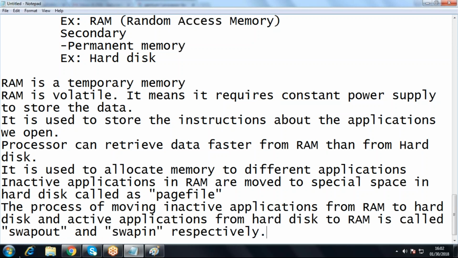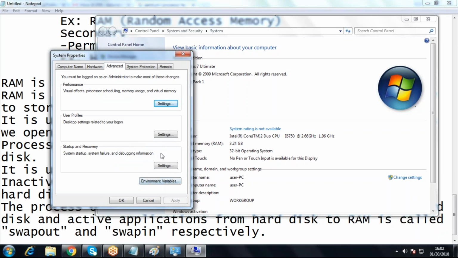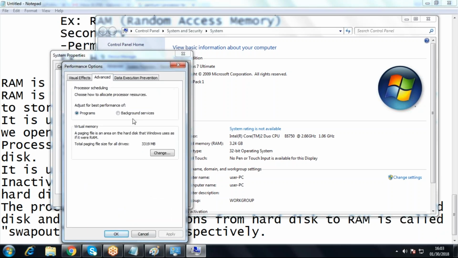Let's see the swap size. In Windows, the page file size is managed automatically. Under Advanced, you can see virtual memory. The other name for the page file is virtual memory. You can see it here. It is occupying around 3319 MB, around 3 GB.